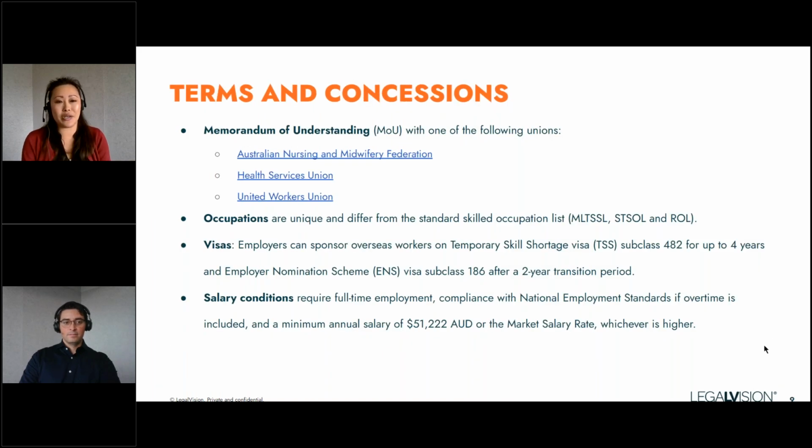So what are the terms and concessions of the aged care labour agreement? A mandatory step, and we will explain this in more detail.